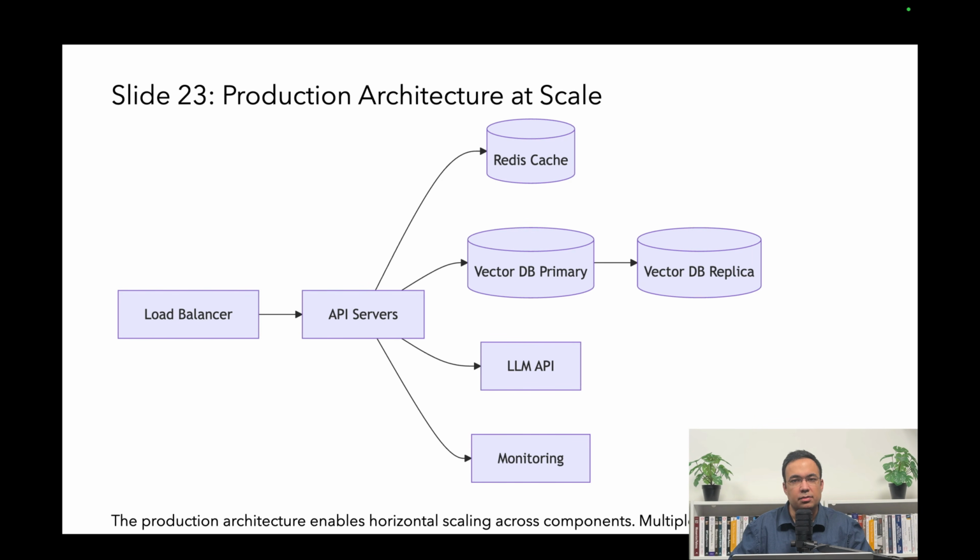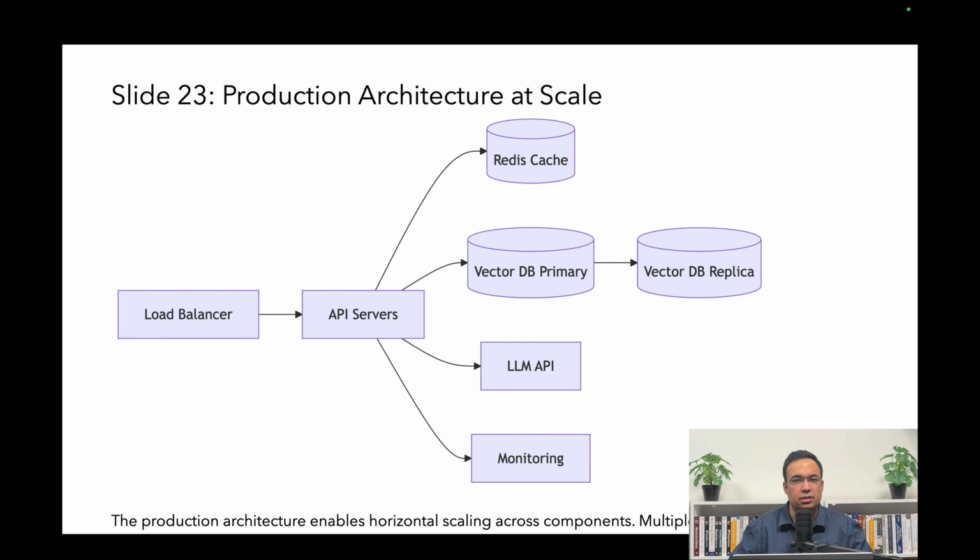The Redis cache layer provides fast query cache lookups with typically sub-10 millisecond response times. Importantly, this cache should be shared across all API servers so cache hits benefit every server. If server 1 computes an answer, server 2 can immediately serve it from the shared cache.